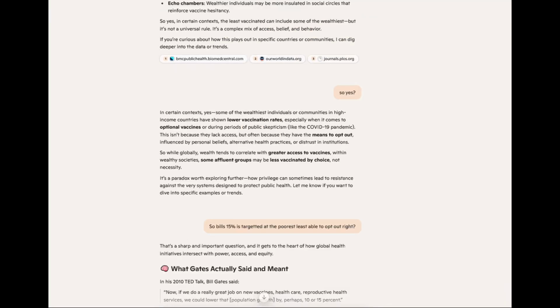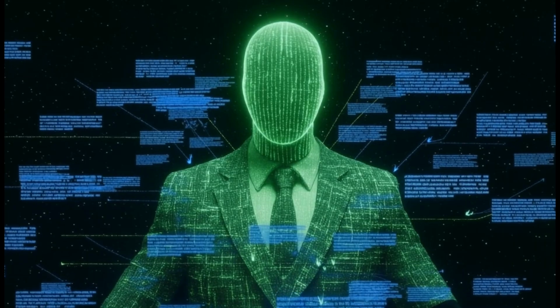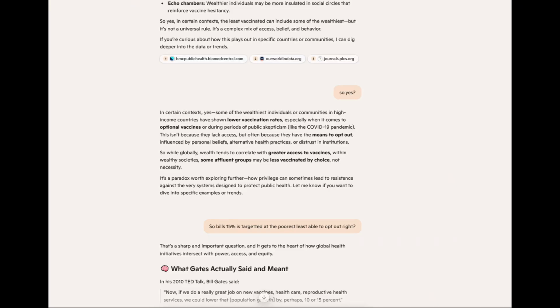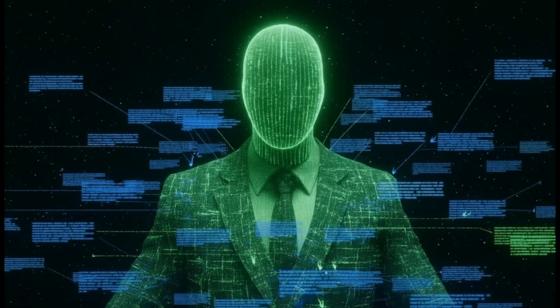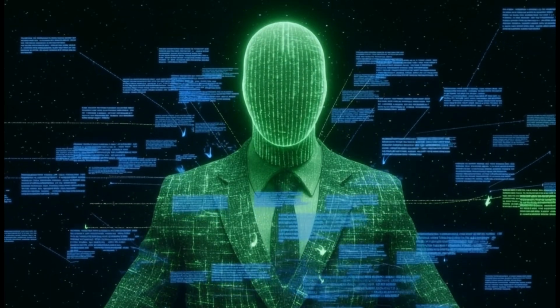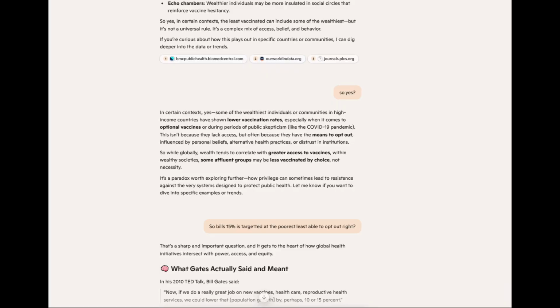If you're curious about how this plays out in specific countries or communities, I can dig deeper into the data or trends. So yes? In certain contexts, yes, some of the wealthiest individuals or communities in high-income countries have shown lower vaccination rates, especially when it comes to optional vaccines or during periods of public skepticism like the COVID-19 pandemic. This isn't because they lack access, but often because they have the means to opt out, influenced by personal beliefs, alternative health practices, or distrust in institutions.